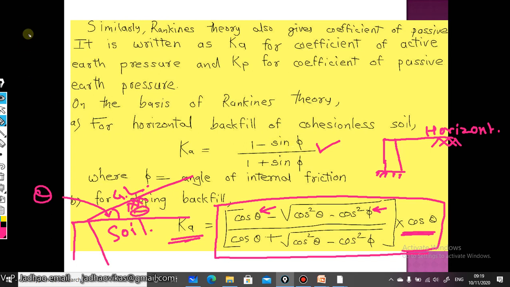Okay, so we have two terms here. The first term is phi. This phi is the angle of internal friction of your soil, or angle of repose. You know this particular term, angle of repose or angle of internal friction. Whereas this theta is the angle of your backfill material with the retaining wall. This is called the angle of backfill material.